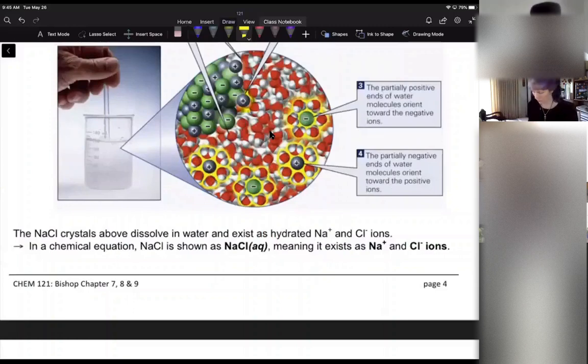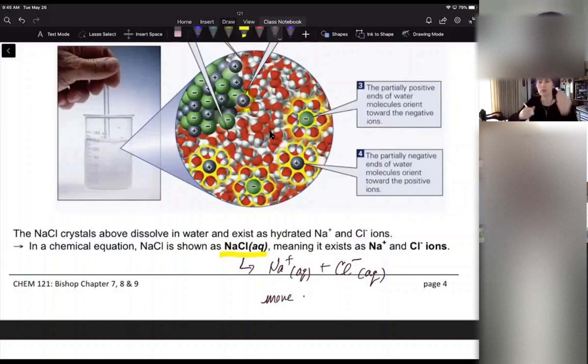We don't see it. When we write sodium chloride aqueous, we really mean that's the same thing as saying Na plus aqueous and Cl minus aqueous. They move independently. So they're really floating around. Aqueous, dissolved salts move around independently. They allow those ions to flow.